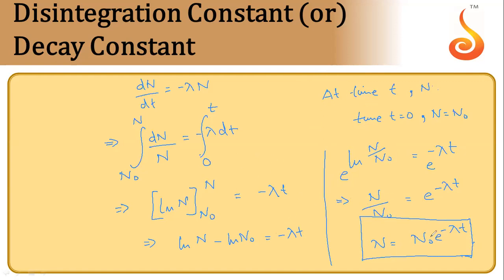In this equation, N naught is the number of nuclei present at time t equals 0, and N is the number of nuclei at any time t.